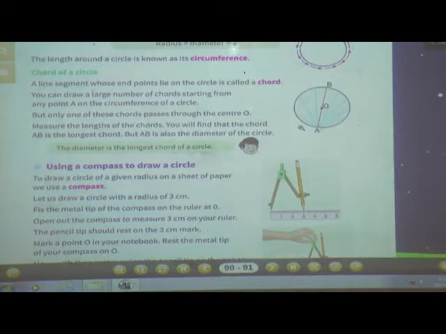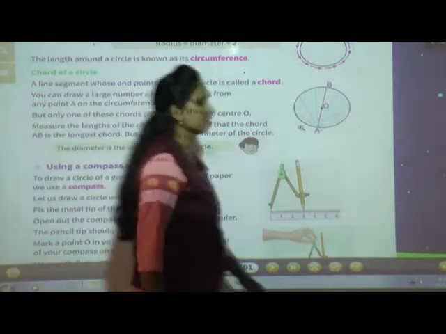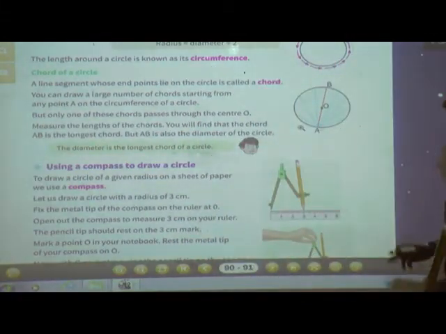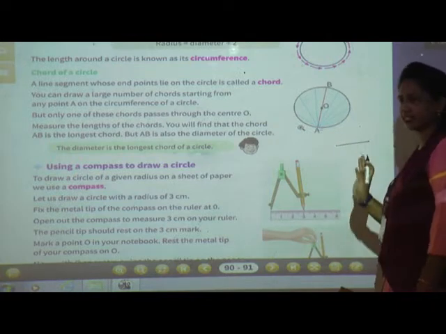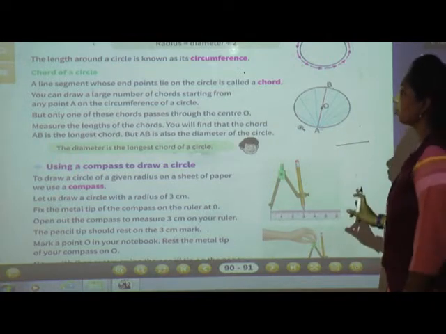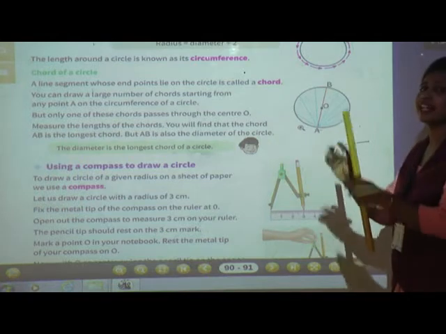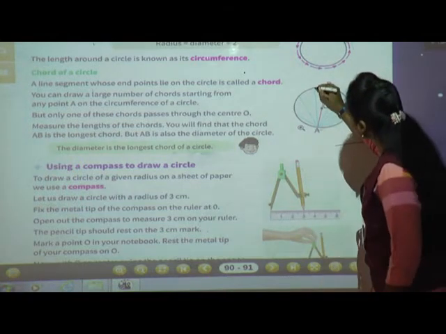Now what is a chord? Yes students, see, it is one line segment. This is a line segment we have studied. So whose end points lie on the circle? See, here can you see?